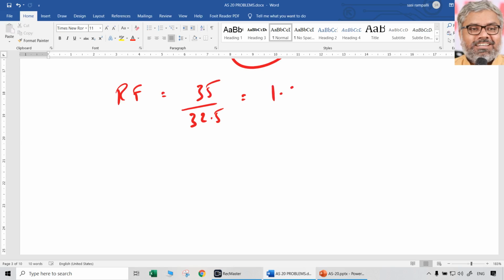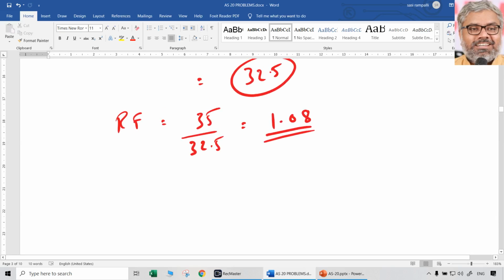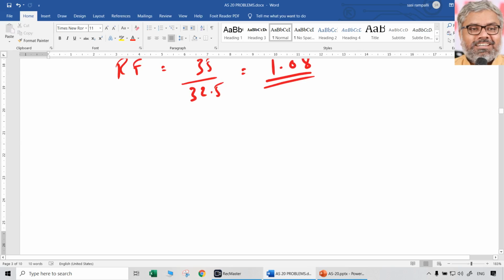Approximately 1.08, we can say. Approximations are okay. Don't worry about too many decimals. 1.08 is the right factor. And this right factor has to be used for all the periods prior to the issue of rights shares.